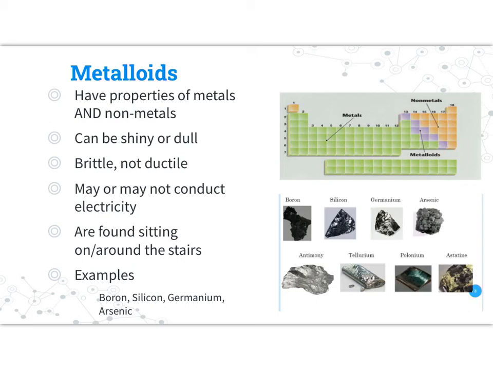Some examples are boron, silicon, arsenic. So you can see that arsenic is dull, whereas germanium is very shiny. So we can have some very different properties within our metalloids, and they are not as predictable.